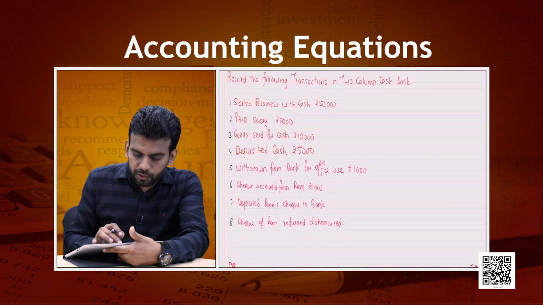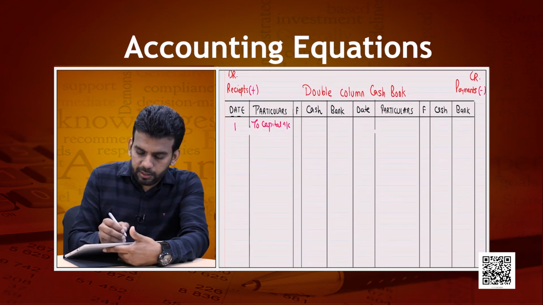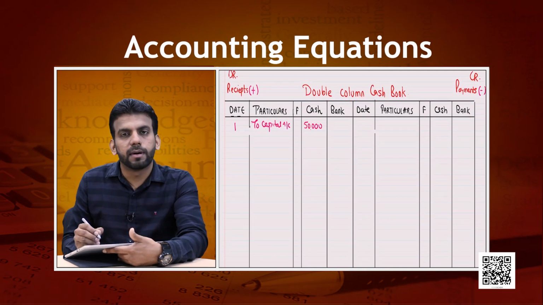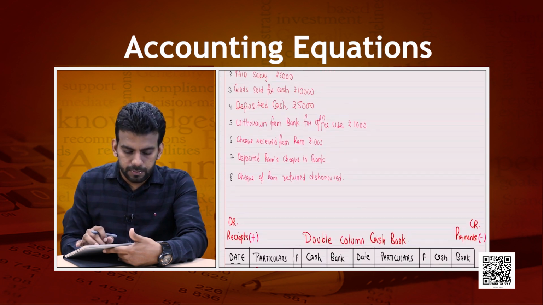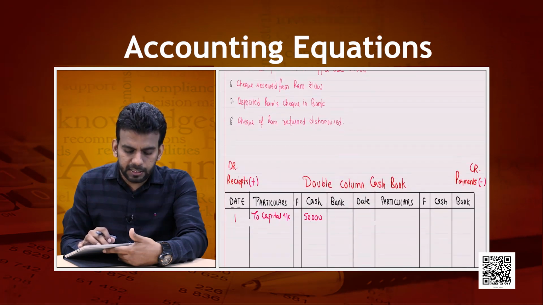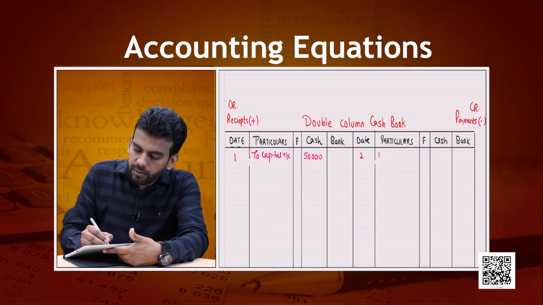You look at the question, you started business with cash, 50,000. I am putting it in the column cash by writing to capital. That is it. Now, you have the second transaction, paid salary. Paid salary means money is going out. This is your second transaction.